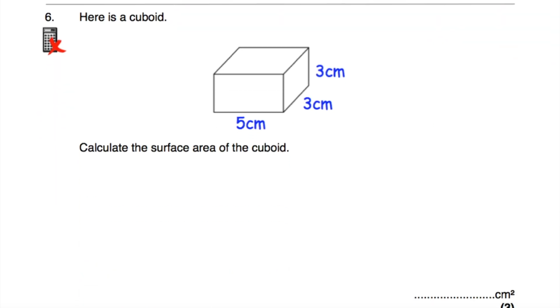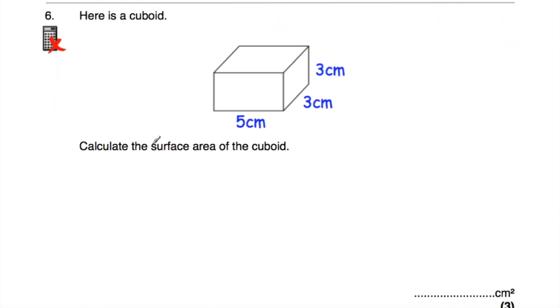Okay, let's look at our next question, question number 6. We've been asked to calculate the total surface area of this cuboid, and it's got a length of 5 centimeters, a width of 3 centimeters, and a height of 3 centimeters. So let's start off with the front. If we want to find the area of the front of this cuboid, we would do 5 times 3, and 5 times 3 is equal to 15 centimeters squared. So that's the area of the front of the cuboid.